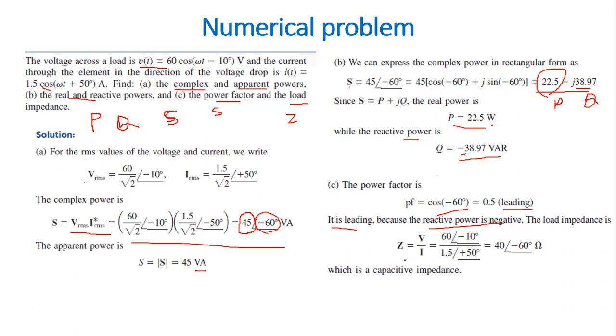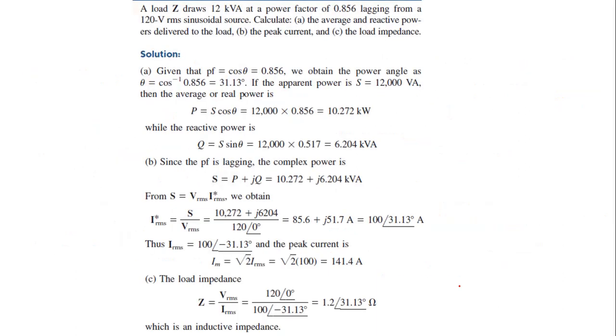Next is load impedance. Load impedance is V by I. So substitute the values of V and I and find out the value of Z. Here also you can notice that you have a minus angle. So it denotes a capacitive impedance.